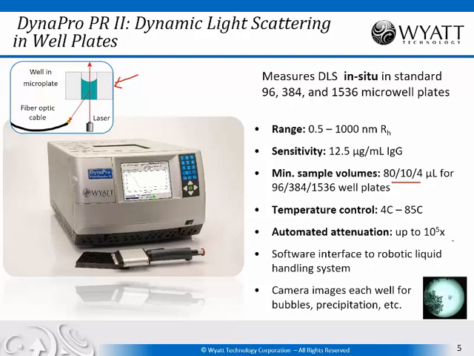And the DynaPro also offers a built-in camera, which will take an image of each well from below, and you can look at those and determine if there's precipitation in the well, or that it wasn't loaded properly and you have bubbles. Bubbles do impact dynamic light scattering and give you erroneous results. So if something looks funny, you can always go back, look at the image, and determine if it was a good measurement or not.